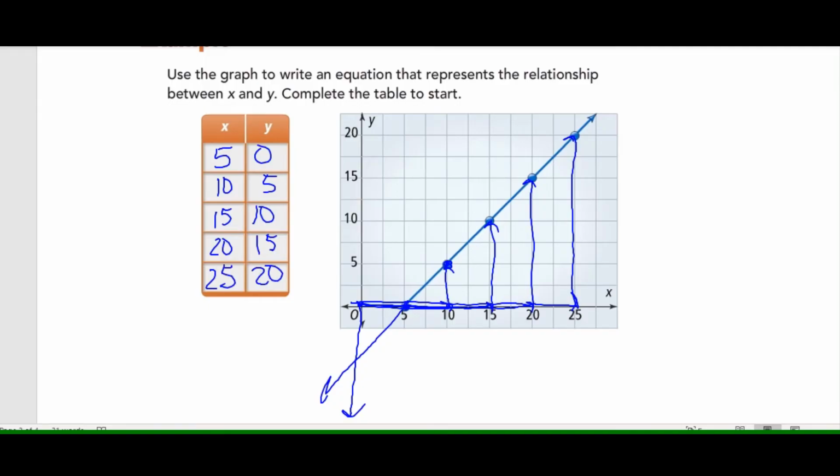So we have to figure out what is the relationship between x and y. And we're going to do that right now.